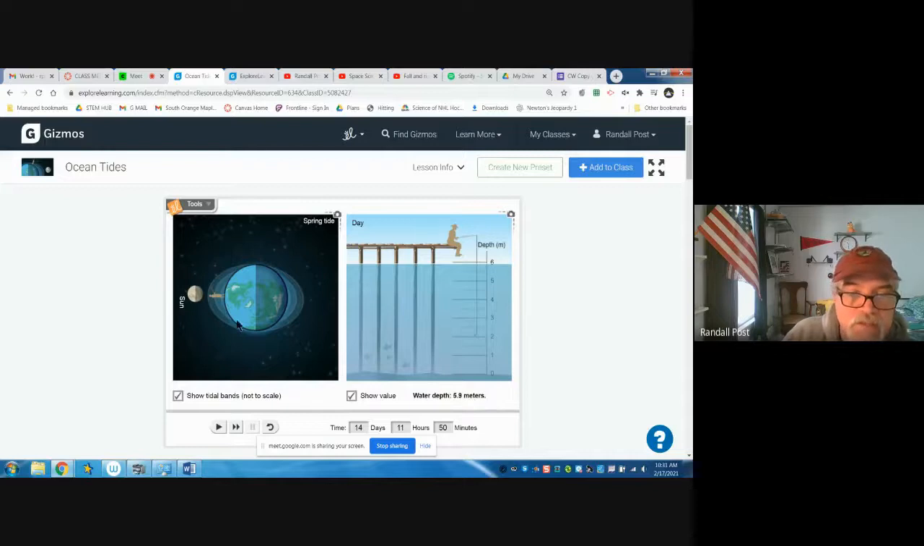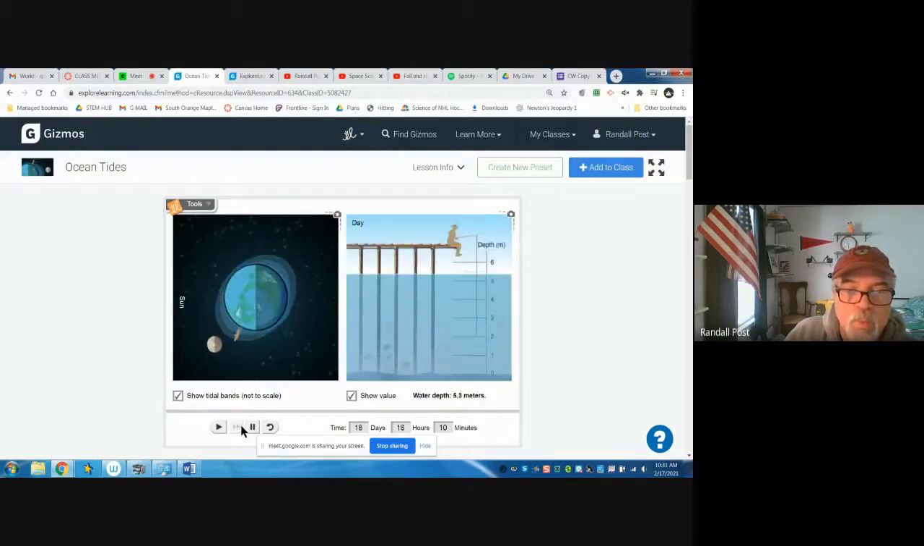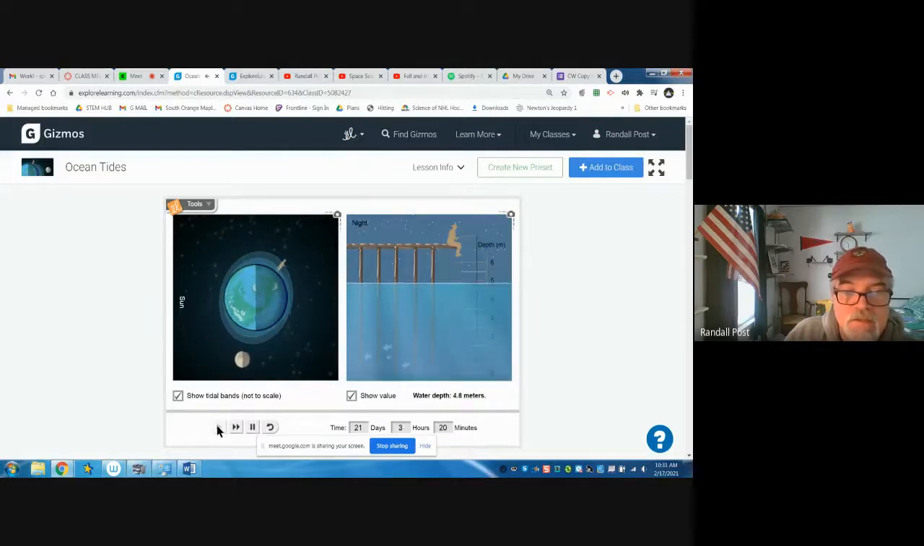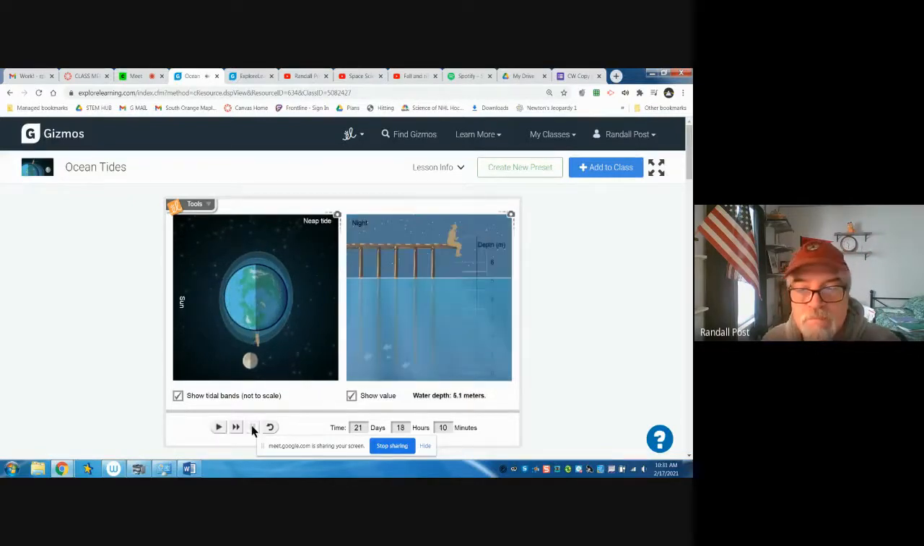Let's continue and speed it up. Try and catch it at the next neap tide. And boom. Here we are. We are not lined up with the sun. Not means neap. And look at our depth, 5.1 again. Let's continue.